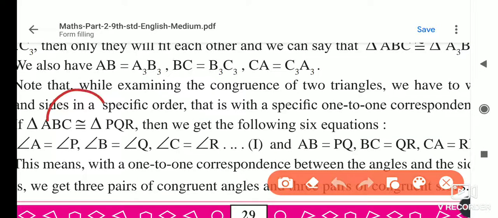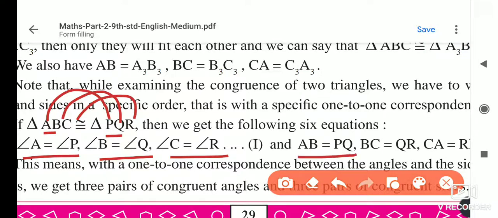See here what I said: A, P, B, Q, and C, R. Angle A is equal to angle P, angle B is equal to angle Q, and angle C is equal to angle R. And with this, AB, the first two sides, is equal to PQ. If you are taking the second and third sides, which is BC, so here also QR. So BC is equal to QR, and AC is equal to PR, otherwise RP.